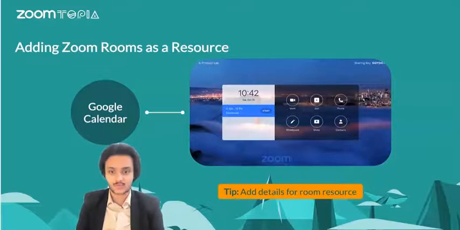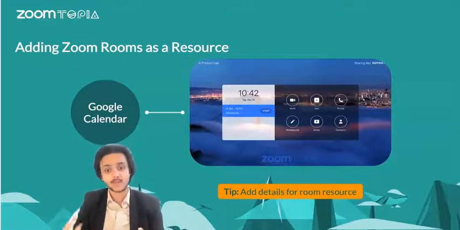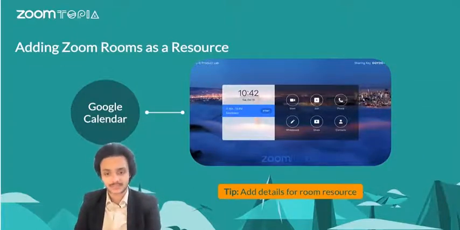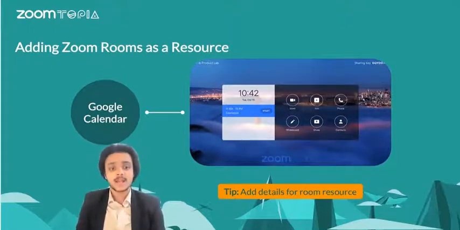What features does the room have? Does it have a projector? Does it have a whiteboard? Where is the room? What's the name of the room? So by adding these details, it'll be helpful for users as they search for the room and understand more about it in the calendar.